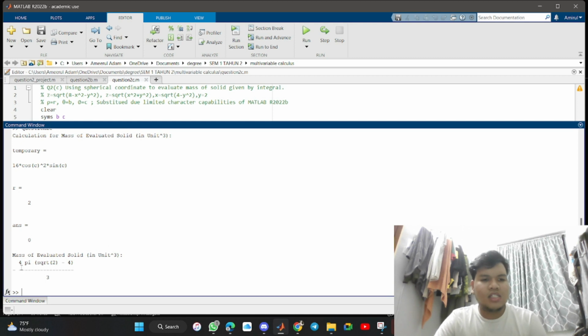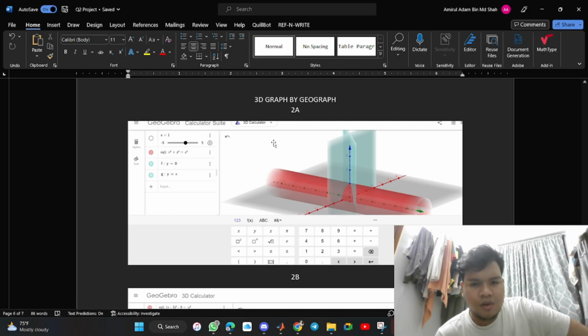And then we got the answer here, negative 4 pi times (square root of 2 minus 4) divided by 3. Okay, so for the 3D graph for 2A is here. We will get the model like this.